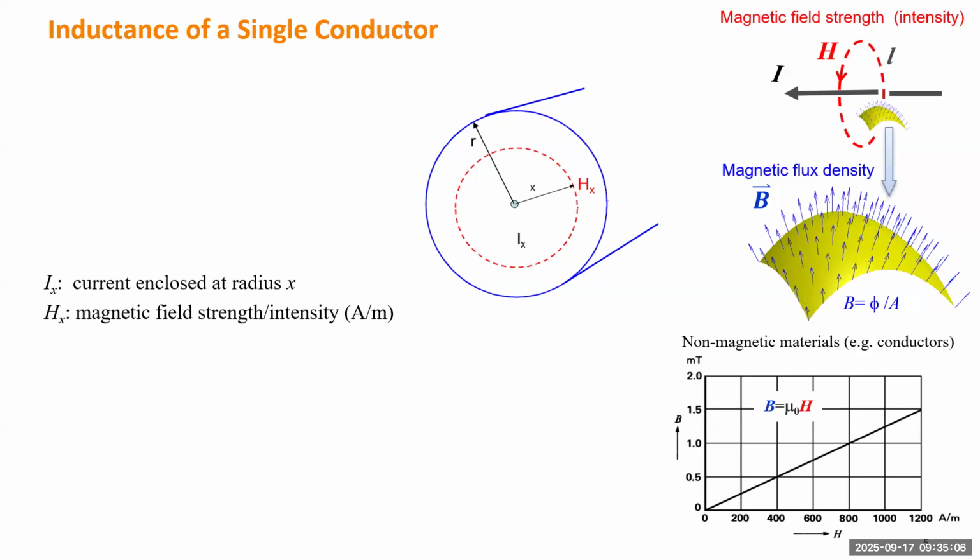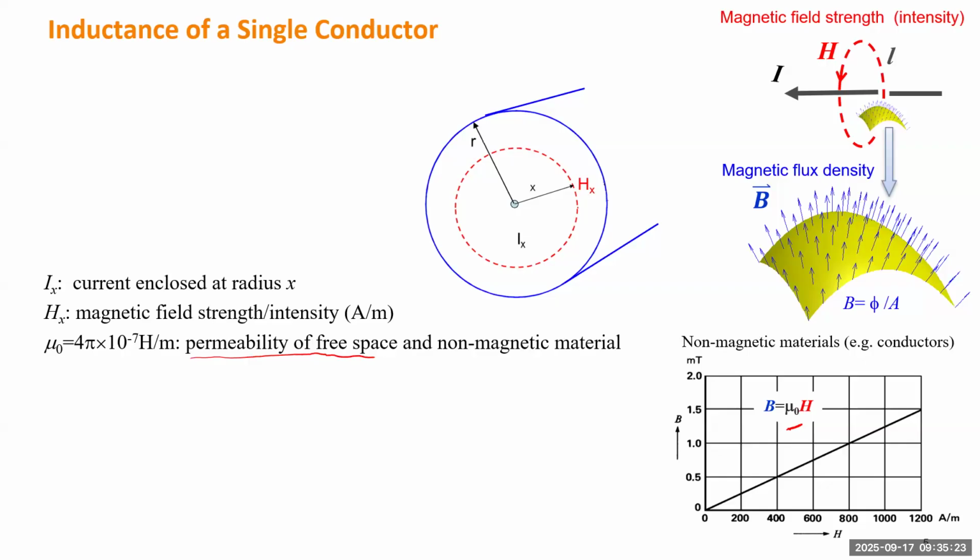Hx is just the magnetic field at the distance of x to the center. And the mu zero, we mentioned, is the ratio of B to H. The meaning in physics is called the permeability of free space or non-magnetic material. So for non-magnetic material, you can use mu zero. If you know H, you will know B. But for magnetic material, the mu will be much bigger. For this mu zero, the number is 4 pi times 10 to the -7.